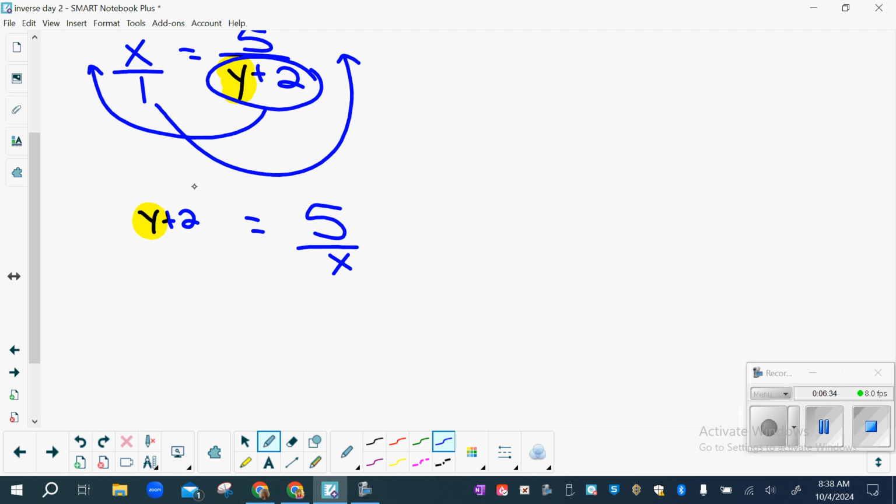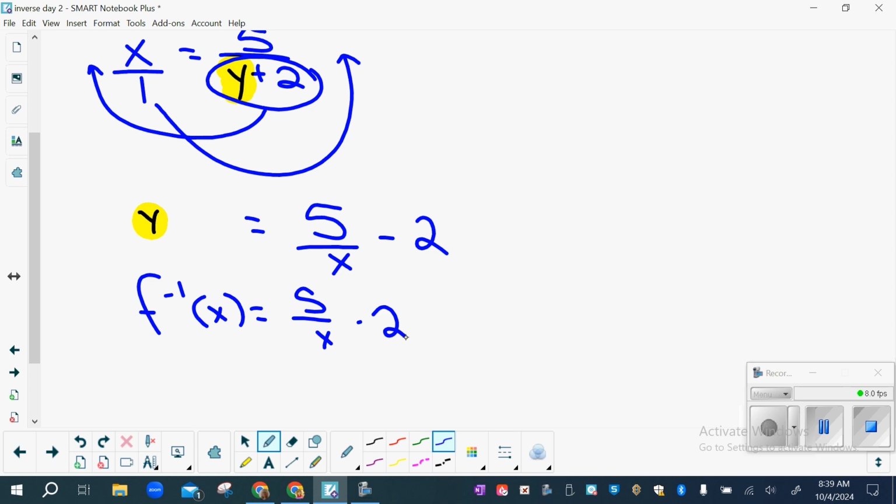Last step. What's my last step? I got to get the Y by itself. Subtract the 2. You're fired, baby. Because it had Y plus 2, and I'm going to subtract 2 and subtract 2. I'm getting Y by itself. So here we go. F of negative 1 is 5 over X minus 2. How is that? Is that okay?